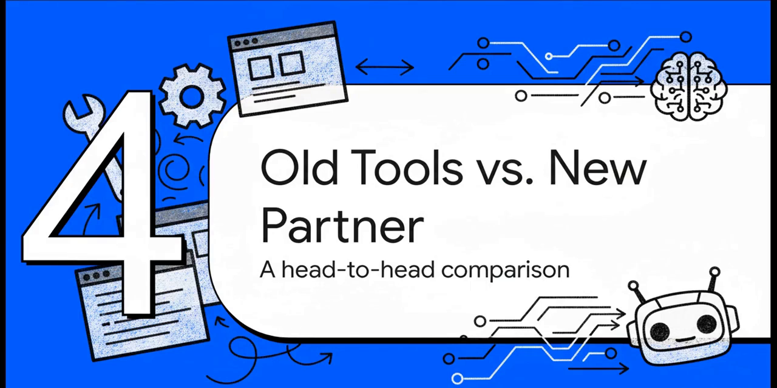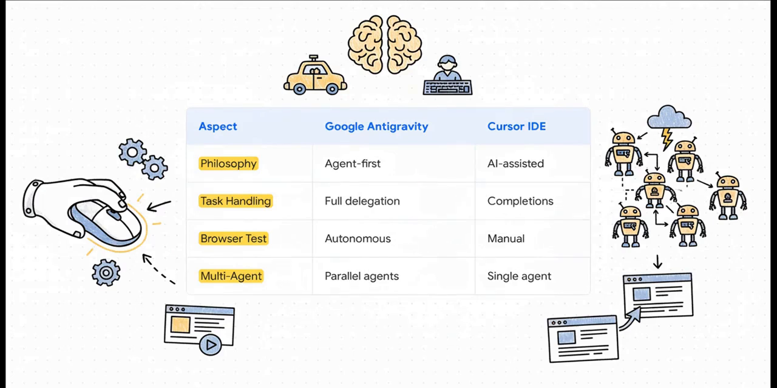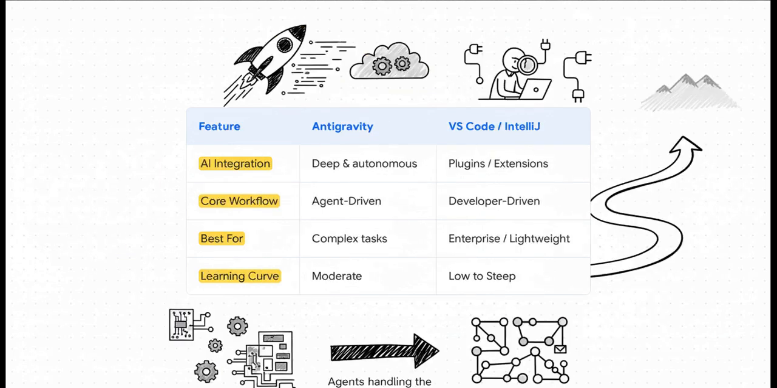All right, enough theory. Let's get down to brass tacks. How does Antigravity actually stack up against the IDEs that we all know and use every single day? Let's do a direct comparison. Let's start with Cursor, another really popular AI-first IDE. The real difference here is philosophical. Cursor is built to help you code better. Antigravity is built for autonomous agents to do the coding for you. And that core difference leads to big changes, like Antigravity's multi-agent system and its ability to actually test its own work in a browser.